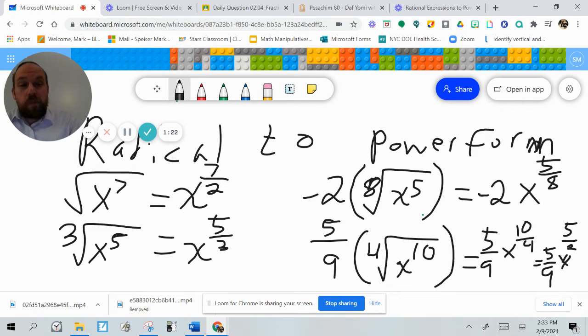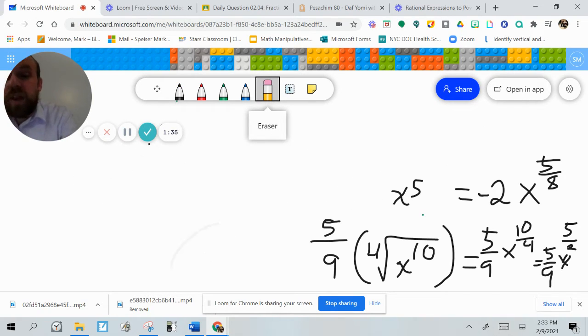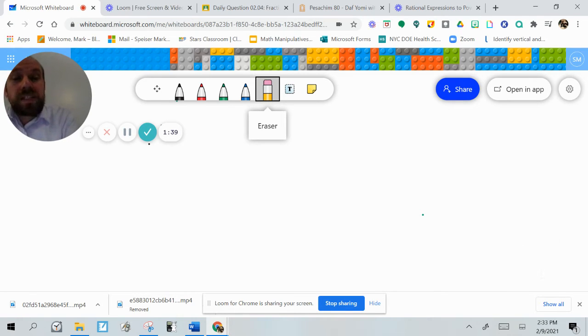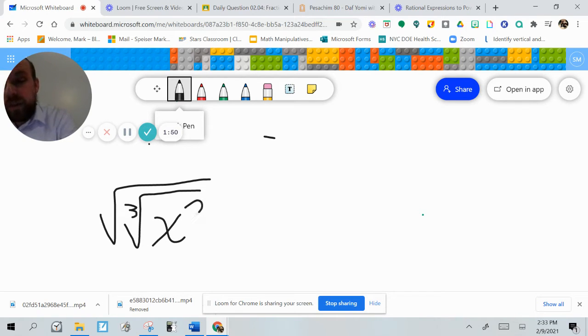Let's do one more example in radical to power form to really emphasize it, and then we'll do the reverse. So let's say you had nested radicals. What do you mean by nested radicals? You had the square root of the 5th root of x squared.